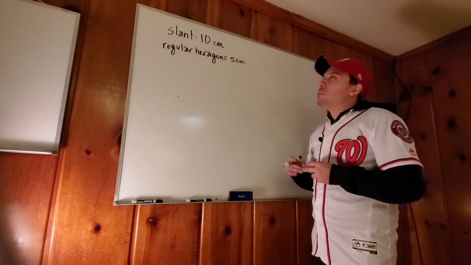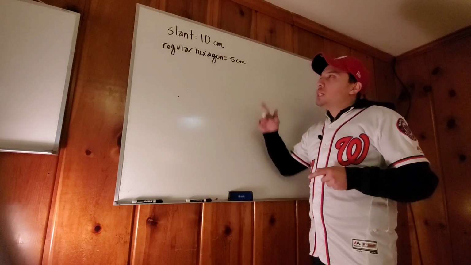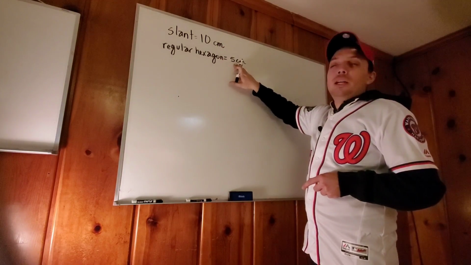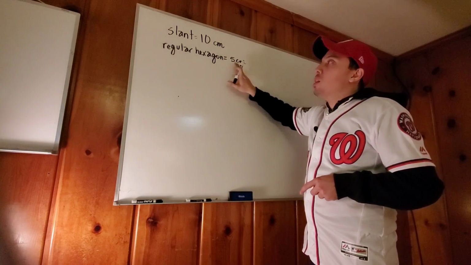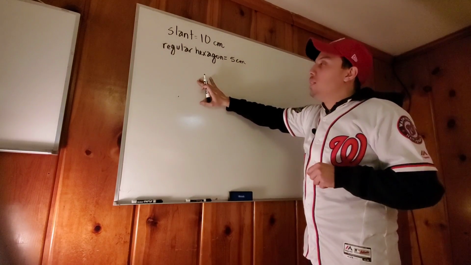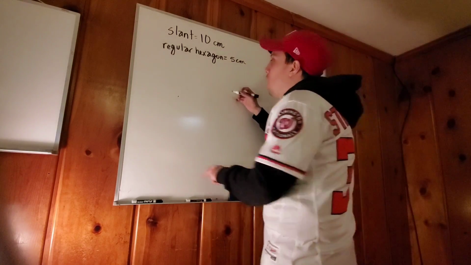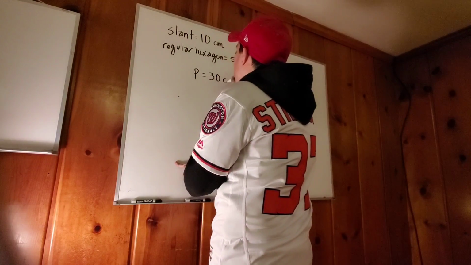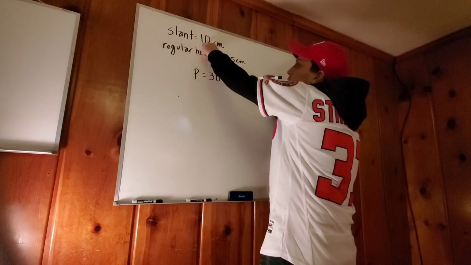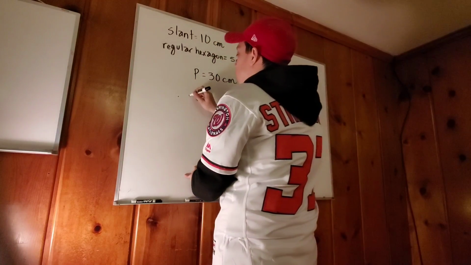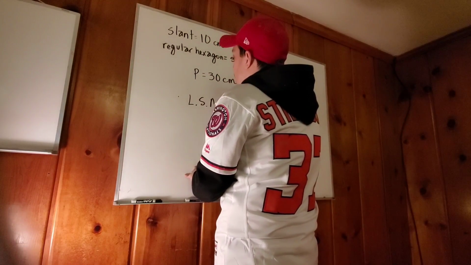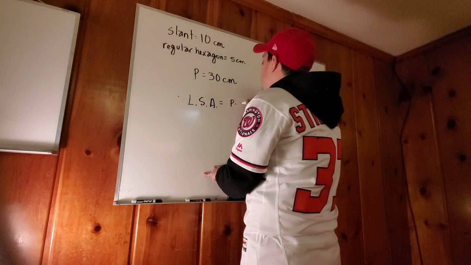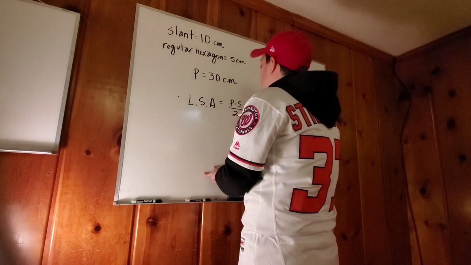So what happens is that the slant height is going to be 10 centimeters, and the regular hexagon has sides of 5 centimeters. So a hexagon has 6 sides, and 6 times 5 is going to be 30 centimeters. So the perimeter is going to be 30 centimeters, and then the slant height is going to be 10. So we have to use the lateral surface area formula, which is going to be perimeter times slant height divided by 2.